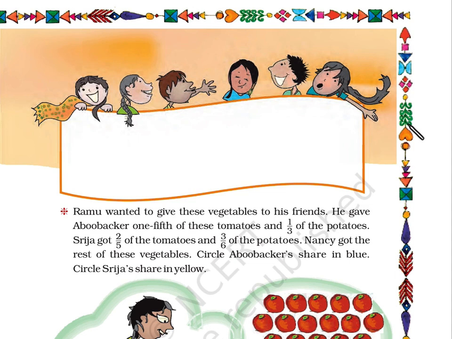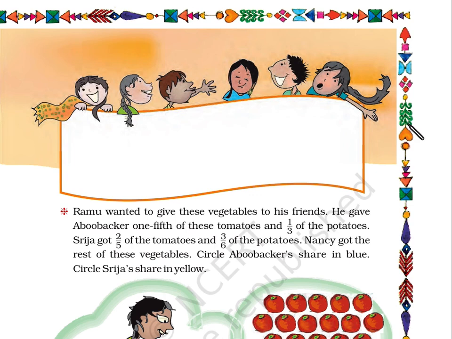Ramu wanted to give these vegetables to his friends. He gave Abu Bakr 1/5 of these tomatoes and 1/3 of the potatoes. Srija got 2/5 of the tomatoes and 3/6 of the potatoes. Nancy got the rest of these vegetables. Circle Abu Bakr's share in blue. Circle Srija's share in yellow.